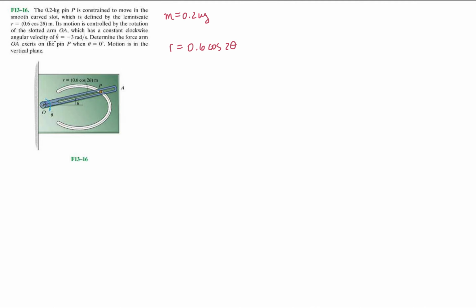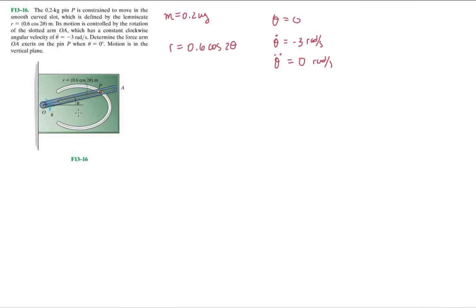Its motion is controlled by the rotation of the slotted arm OA, which has a constant clockwise angular velocity. Theta dot equals minus 3 radians per second. So constant angular velocity, thank goodness, because now we have theta double dot, which is 0 radians per second squared. And now we need to determine the force arm OA exerts on the pin P when theta equals 0 degrees. So theta equals 0.